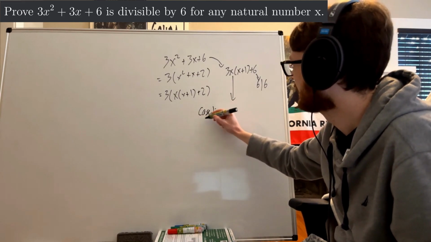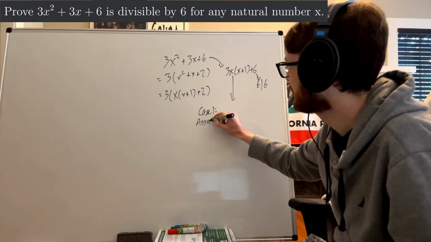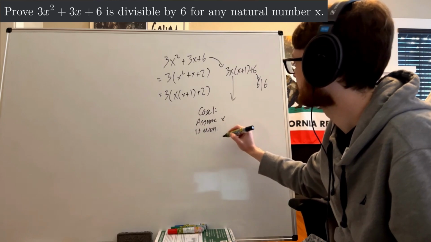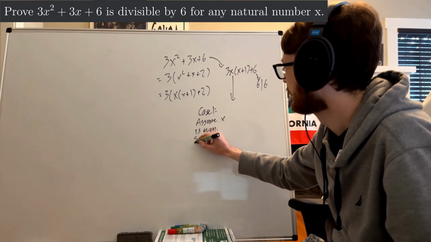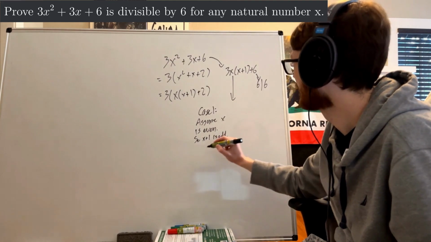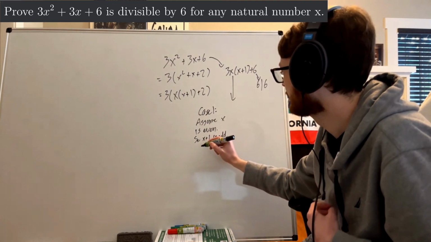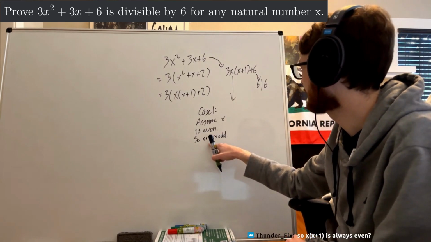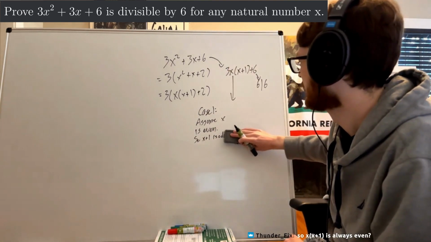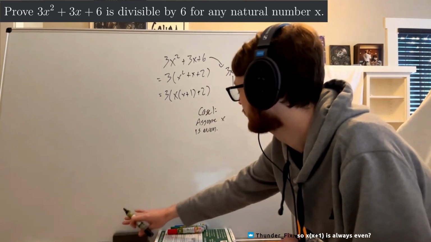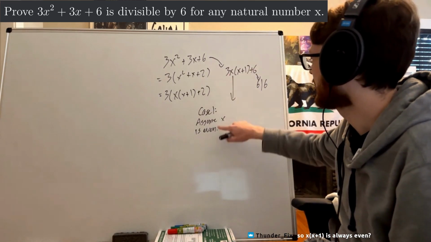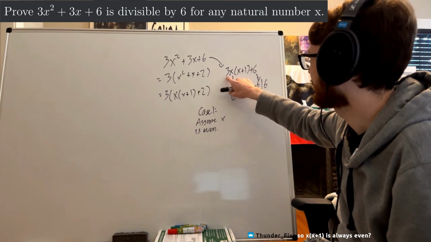Case 1, we assume x is even. So x plus 1 is odd. I mean, we don't even necessarily have to consider x plus 1 here when x is even, because we really only care about the 2 that is a factor of x and times the 3.